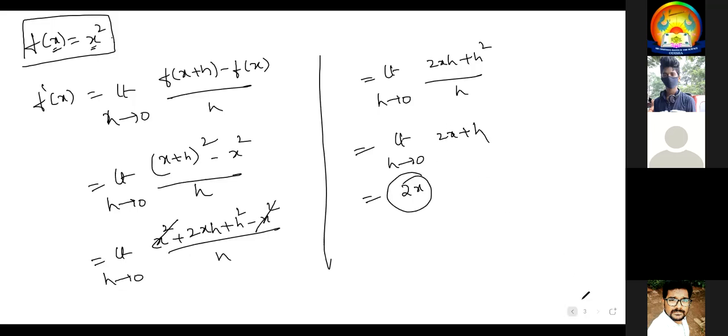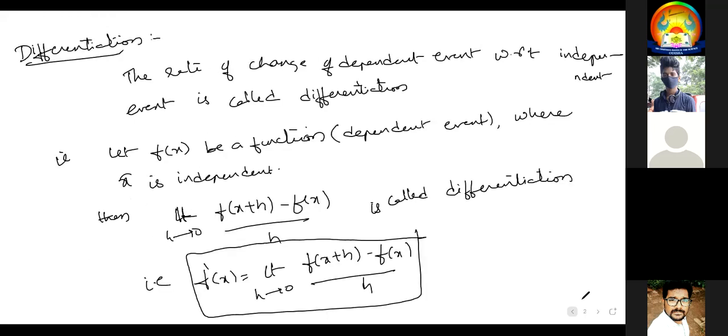So the theory is very good. If you are not able to understand, please let me know. First copy it. I'll explain it again. Please copy it.